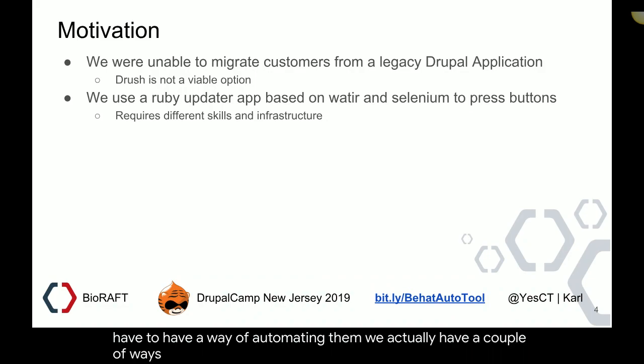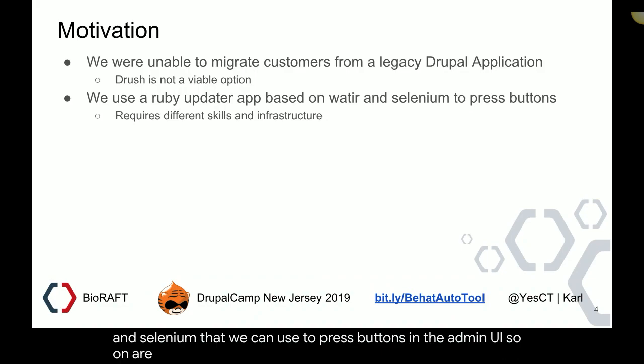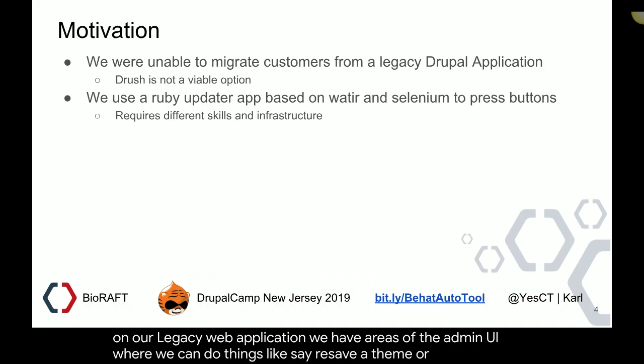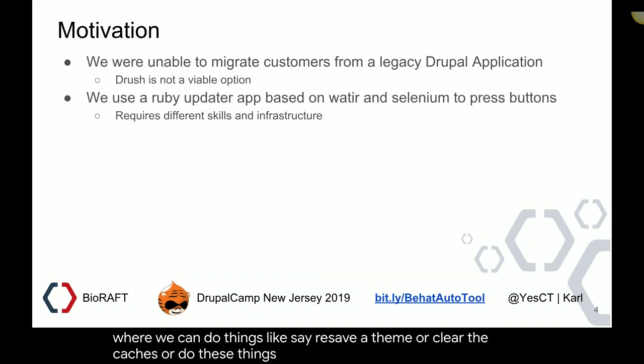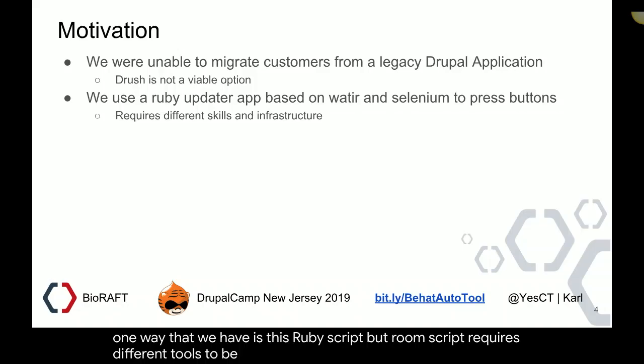We actually have a couple of ways. So we have a tool written in Ruby that is based on Watir and Selenium that we can use to press buttons in the admin UI. So on our legacy web application, we have areas of the admin UI where we can do things like resave a theme, or clear the caches, or do these things. But we need a way to automate that. One way that we have is this Ruby script. But the Ruby script requires different tools to be installed, Ruby.